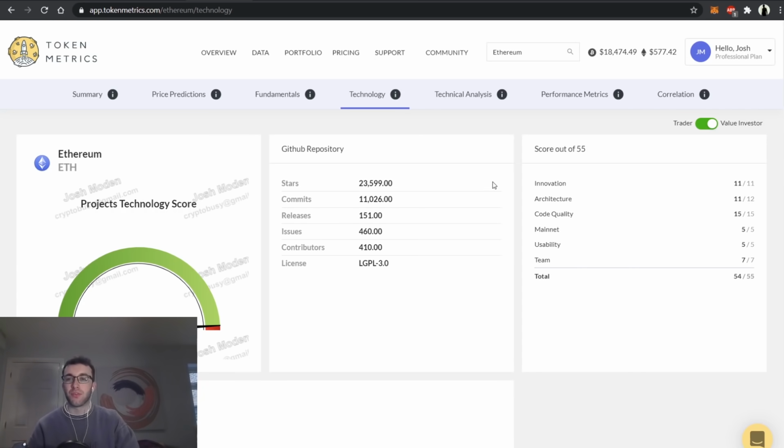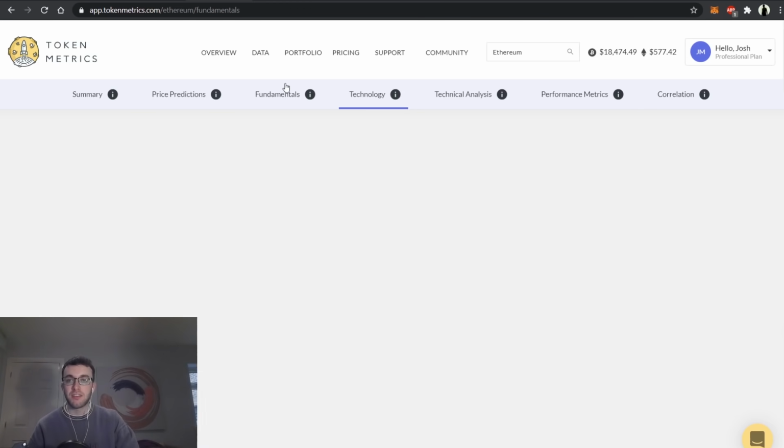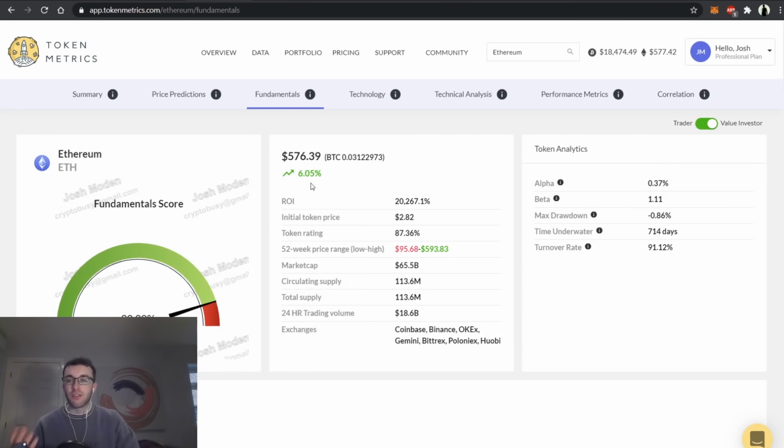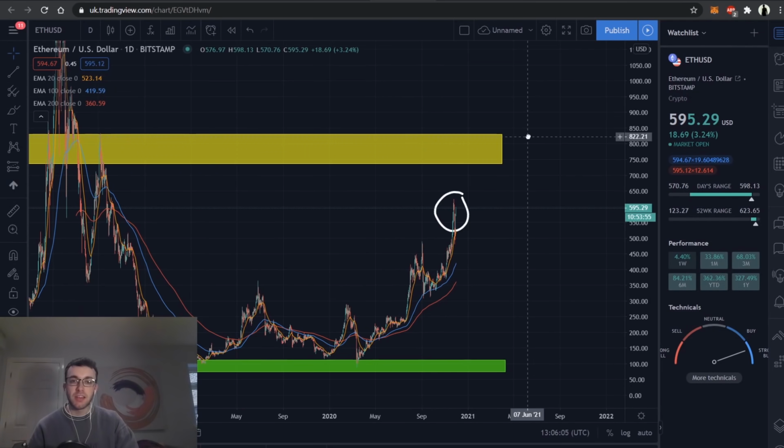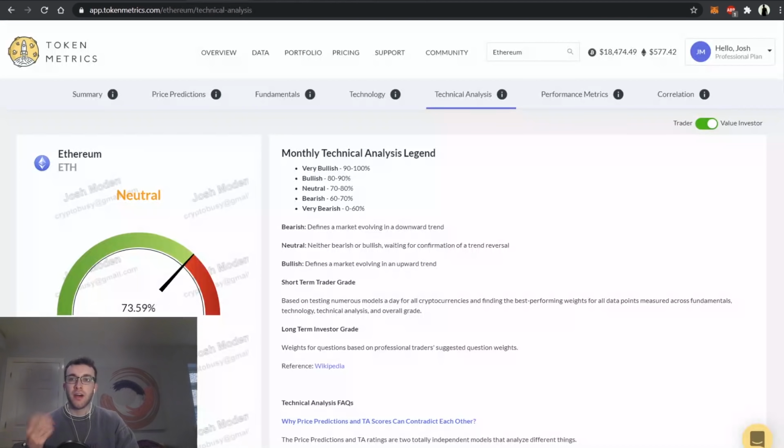Looking at the technology for Ethereum, it's giving a really high score of 98%, and to be fair, I'm not surprised by that score, because again, the technology behind it is great. If you look at the fundamentals, again, great fundamental score as well. If you look at the technical analysis, it's giving a neutral technical analysis for Ethereum. And I think the reason being is because we're creeping up to the $800 region. So that's a major key area of resistance for Ethereum. So that's why I think Tokenmetrics is giving that sort of neutral score for Ethereum in the short term.